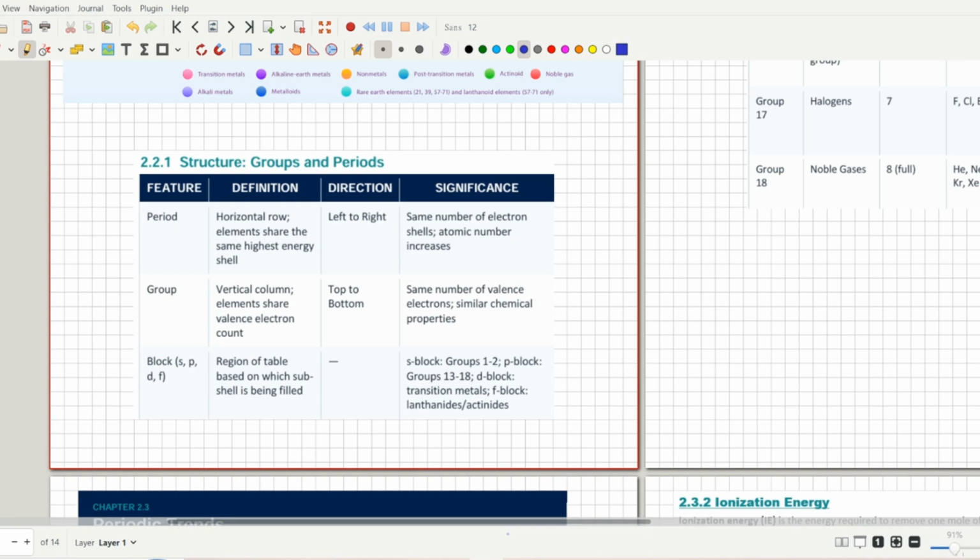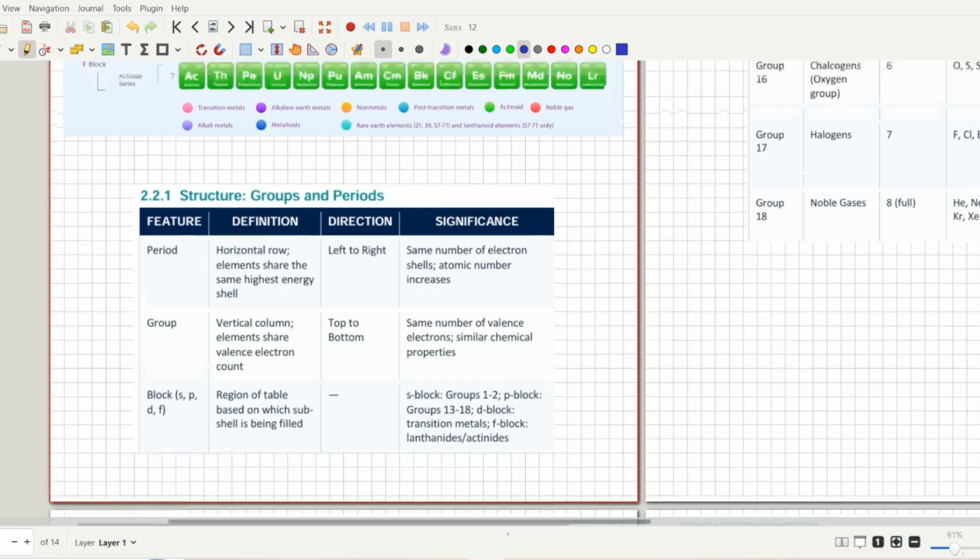Next we have 4 blocks. The first block is the S block, which contains electrons in the S subshell. The P block elements contain electrons in the P subshell. D block elements contain electrons in the D subshell, and F block elements contain electrons in the F subshell.